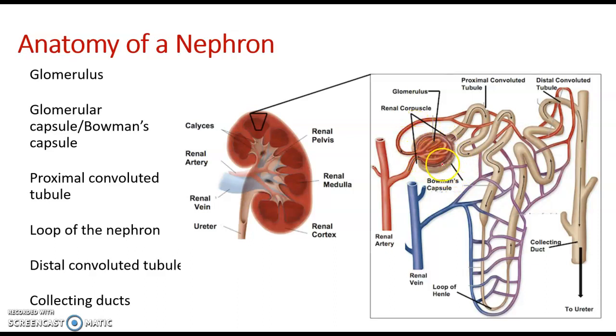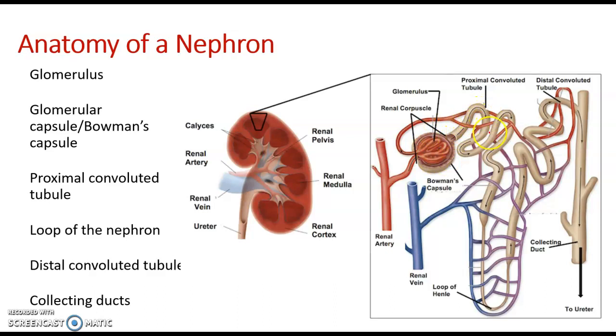Blood will first be filtered through the glomerulus into the glomerular capsule. And then that filtrate, which we'll talk about more in just a second, will travel through this proximal convoluted tubule. Convoluted, we know to just mean twisted, right? Lots of twists and turns. Proximal means closer to the glomerulus.